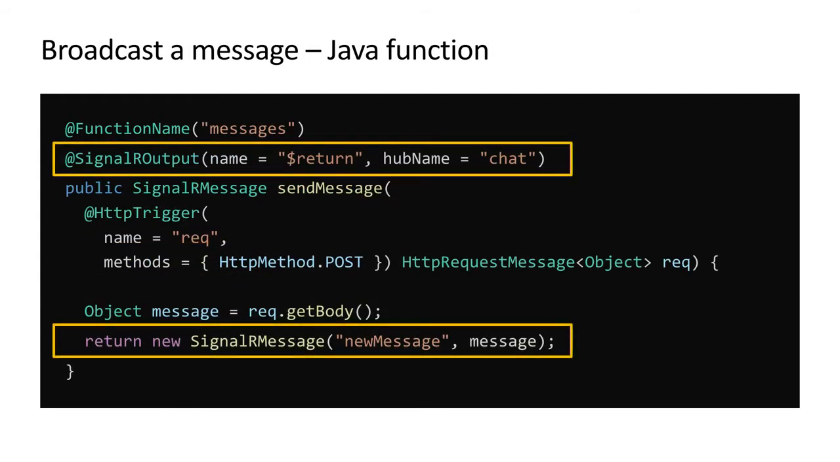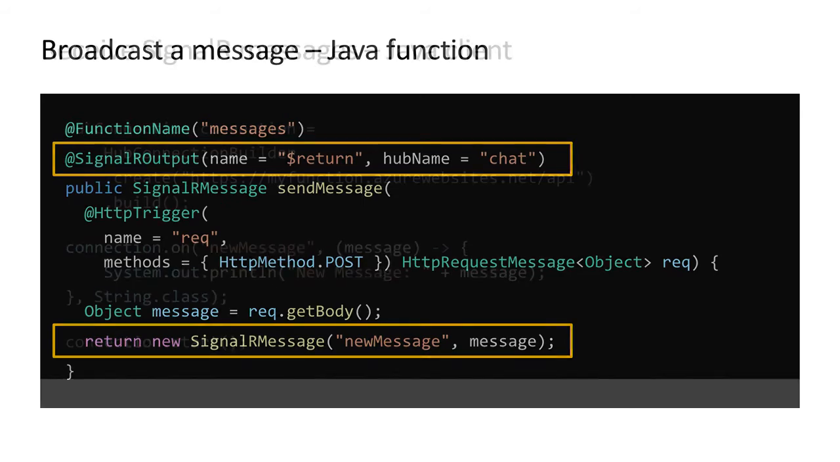And now to send messages, this is back in our Java function now. All we have to do is add two lines of code. One is to bring in the output binding for SignalR and tell it which hub to send to. And then we just need to return one or more messages for the output binding to send off to SignalR service and then to be relayed off to our clients.